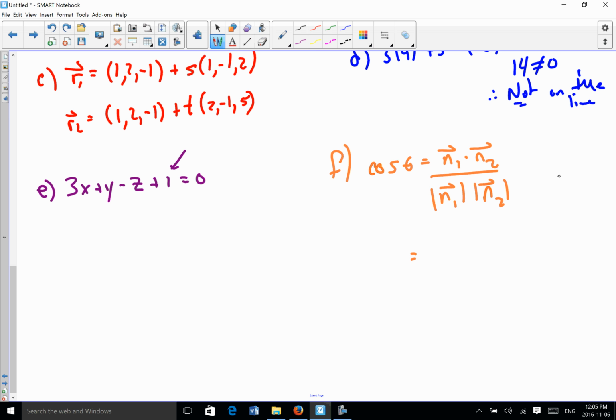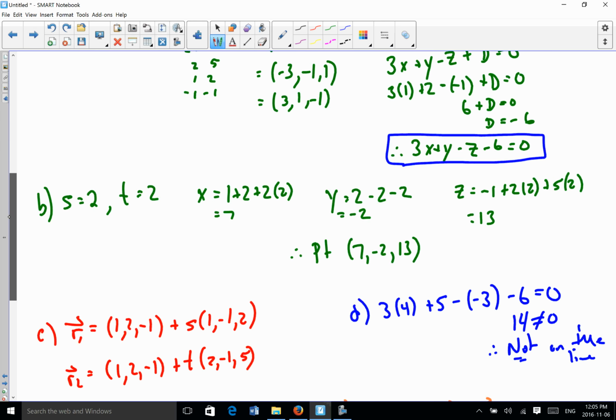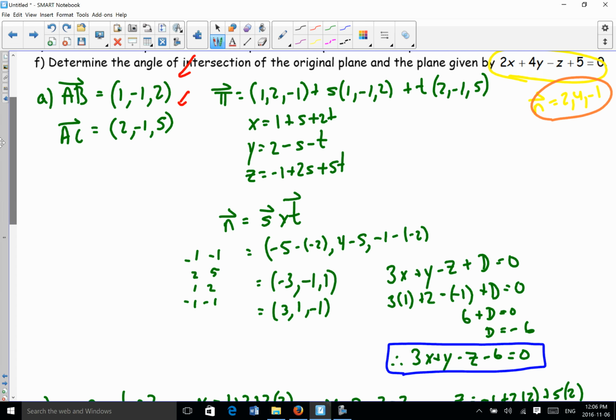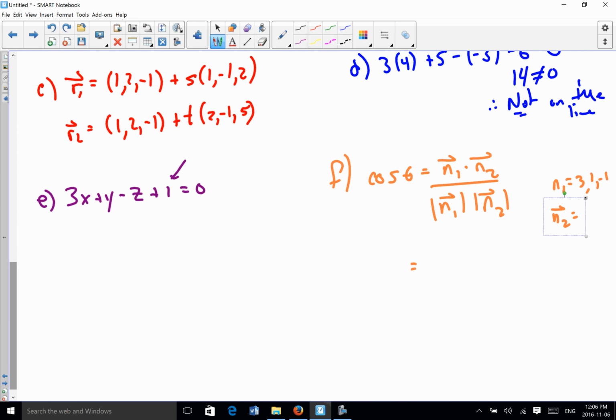Okay, let's just write down the vectors here. Vector 1 was the one we got from our question. So 3, 1, negative 1. That's one we made. And normal 2, they gave us the second plane, was 2, 4, negative 1. Okay, so let's do our dot product. We'll get 6 plus 4 plus 1 all over the root of 3 squared plus 1 squared plus 1 squared, which is root 11. And 2 squared, 4 squared, and 1 squared makes root 21. And we can do our inverse cos of all of that. And our answer should come out to, if you do it properly, 46.4 degrees.